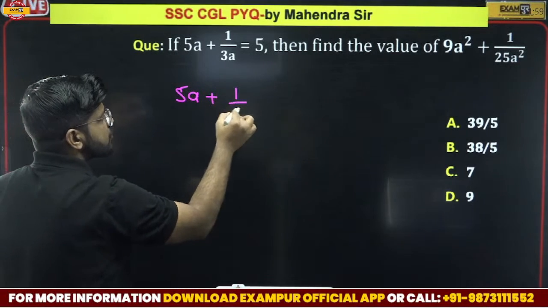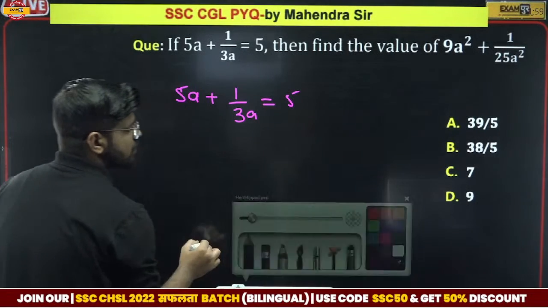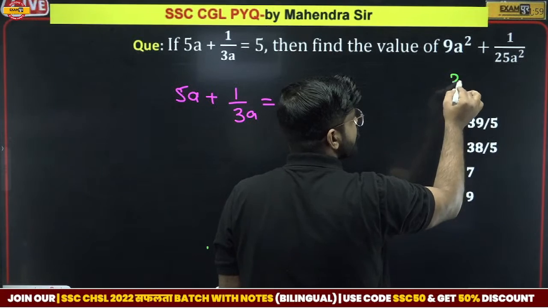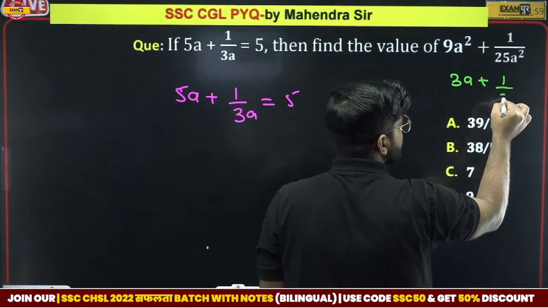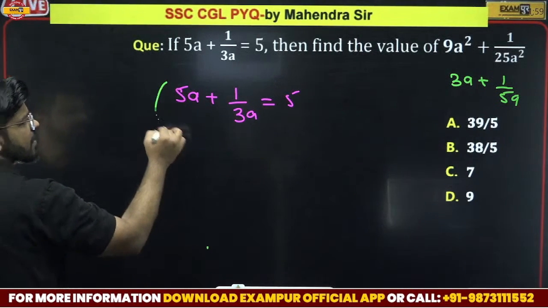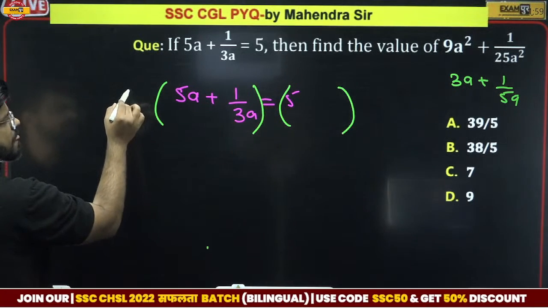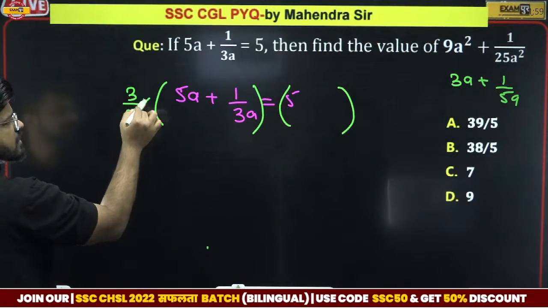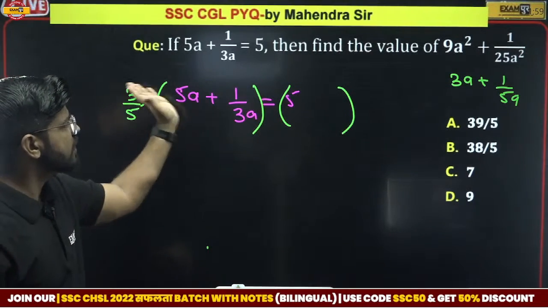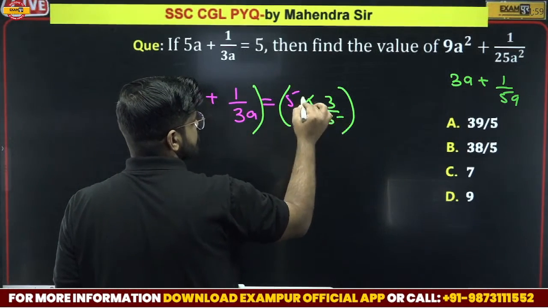5a plus 1 upon 3a is equal to 5. What we have to do is make this 3a plus 1 upon 5a, just under root this. How can we make it 3a plus 1 upon 5a? Just multiply both the sides by 3 by 5. When we multiply this, 5 gets cancelled out. When we multiply this, 3 gets cancelled out. Multiply by 3 by 5 both the sides.